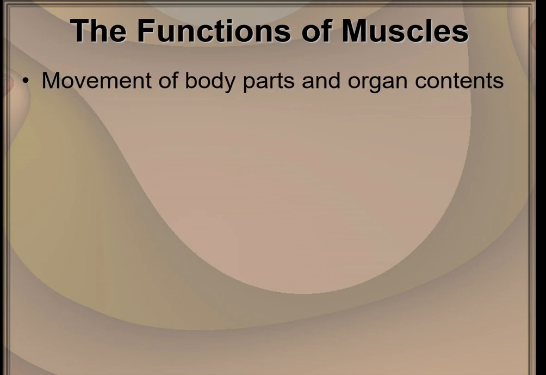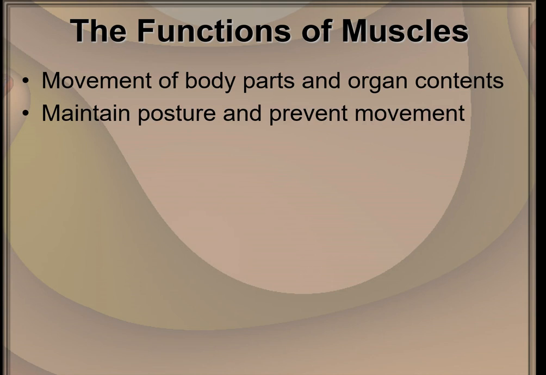So function of muscles. We move body parts, and we move things through our body, primarily through peristalsis, and that's done by smooth muscle in our GI tract. You've probably heard the term peristalsis. So that's the wave-like contraction of that smooth muscle, moving things through our GI tract so we can first break it down and then take nutrients out of it.